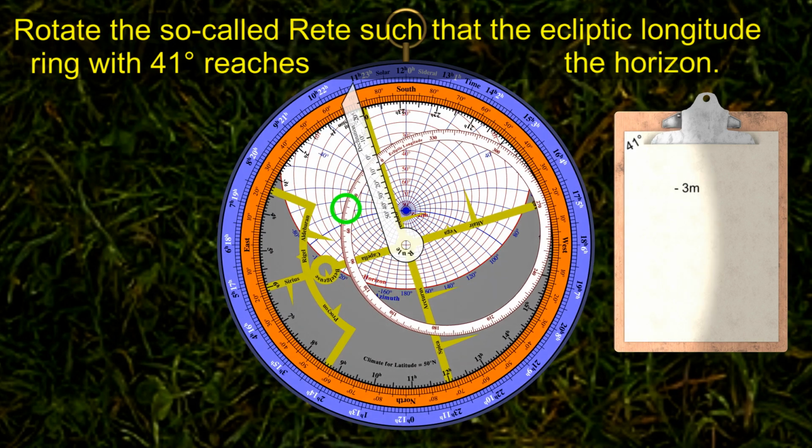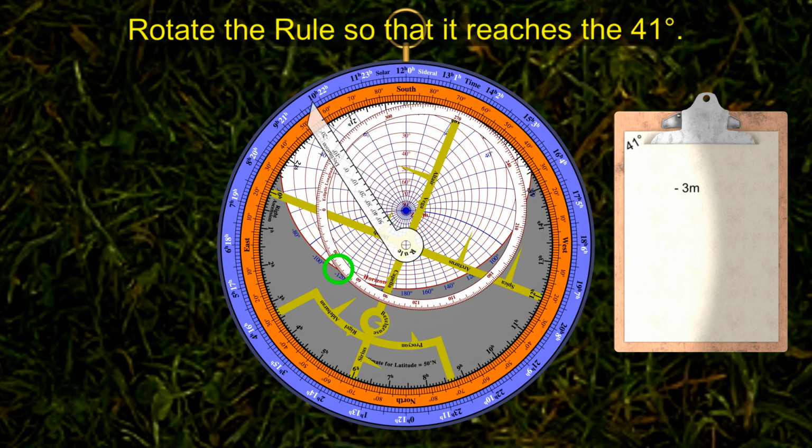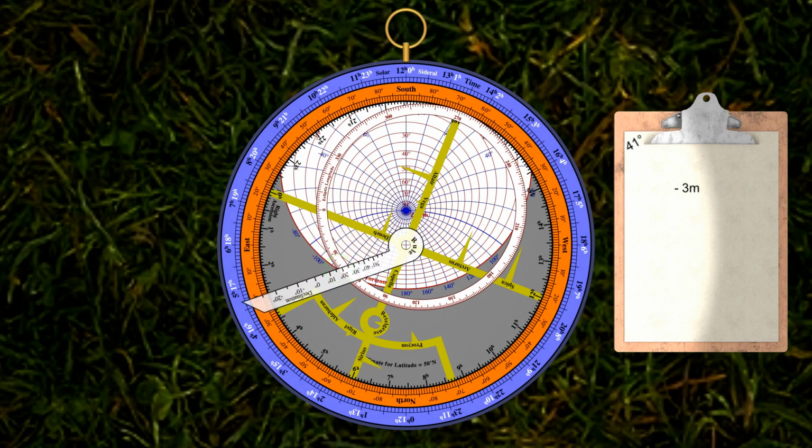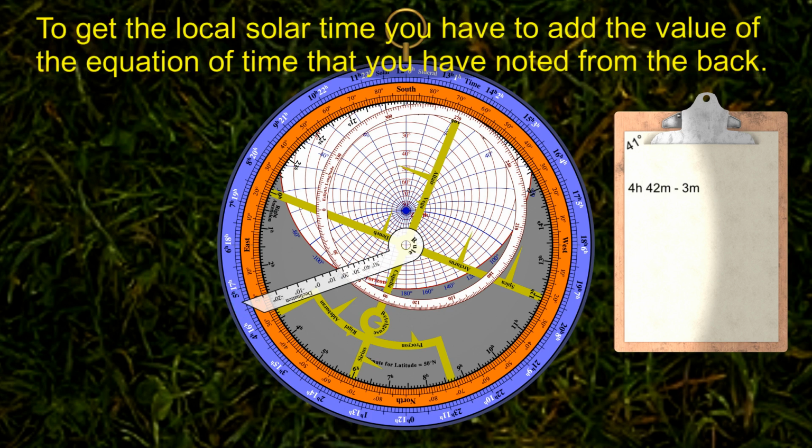Rotate the so-called redi, such that the ecliptic longitude ring with 41 degrees reaches the horizon. Rotate the rule, so that it reaches the 41 degrees. Finally read the time, which is 4 hours and 42 minutes. To get the local solar time, you have to add the value of the equation of time that you have noted from the back.